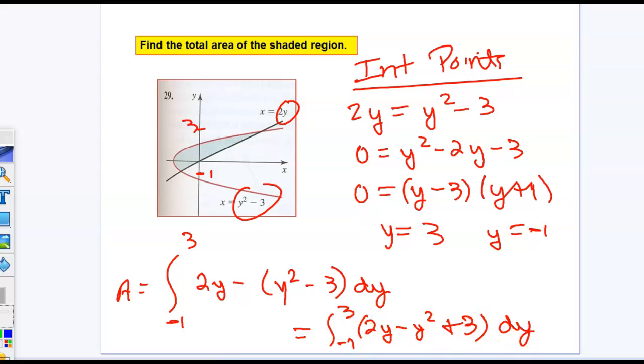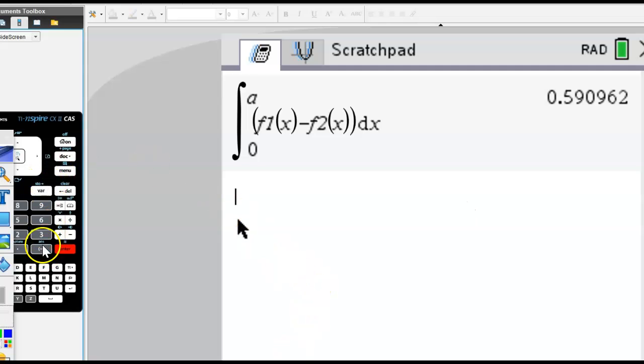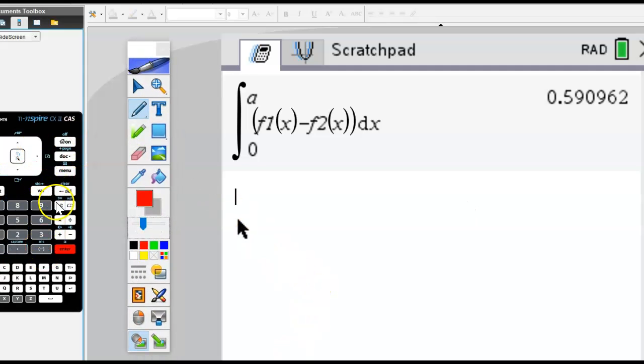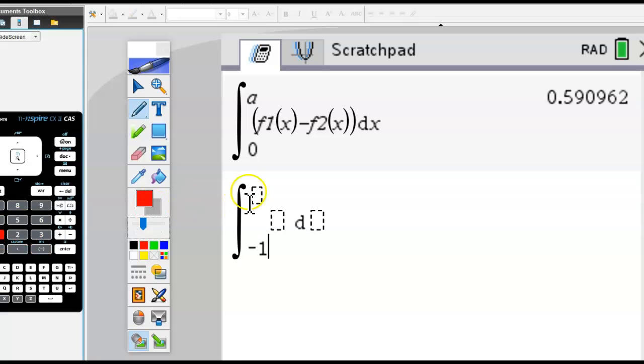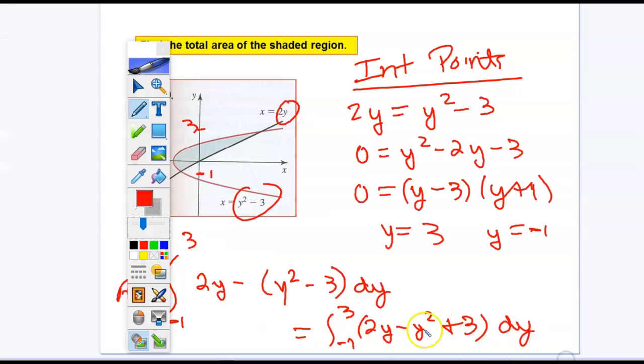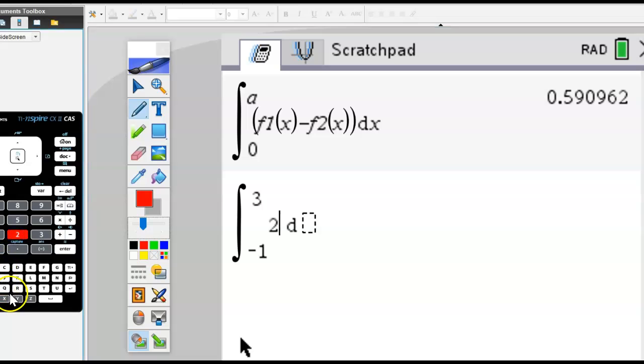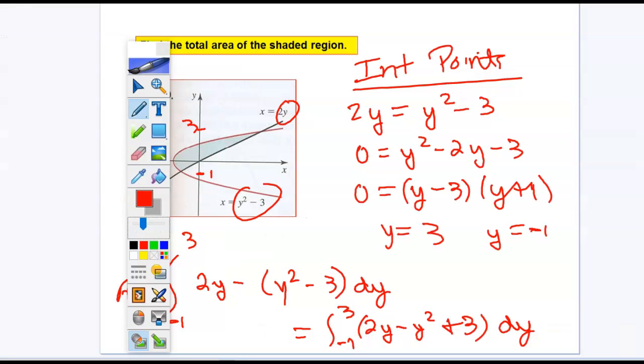And now I am going to integrate. So this is going to be the definite integral, and this one is going from negative 1 to 3. My function was 2y minus y squared plus 3. Again, I'm just going to use x, so I guess I can use y, it doesn't really matter. So 2y minus y squared plus 3.